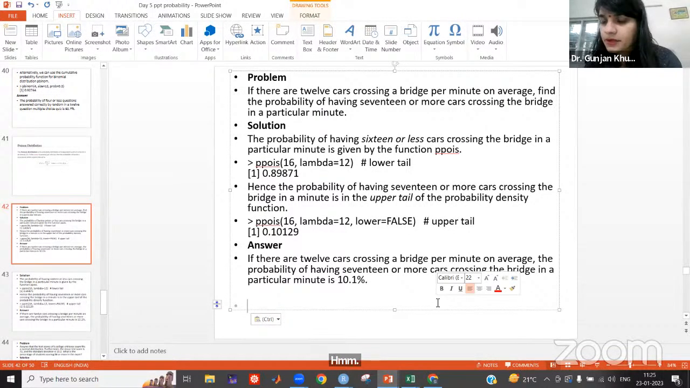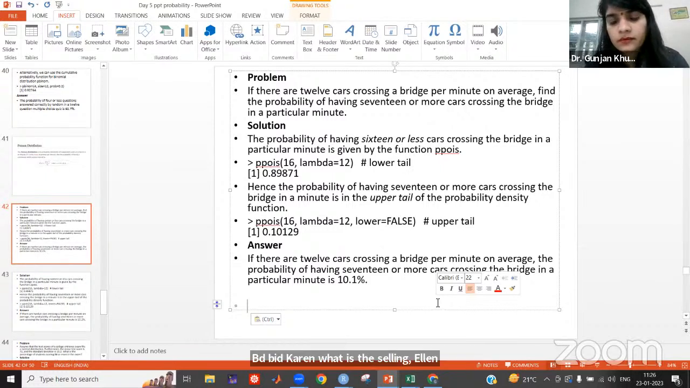What spelling of lambda did you use? L-A-M-B-D-A. Okay, the B was missed here. It's lambda, B is also there. I got it. Okay, you got it.